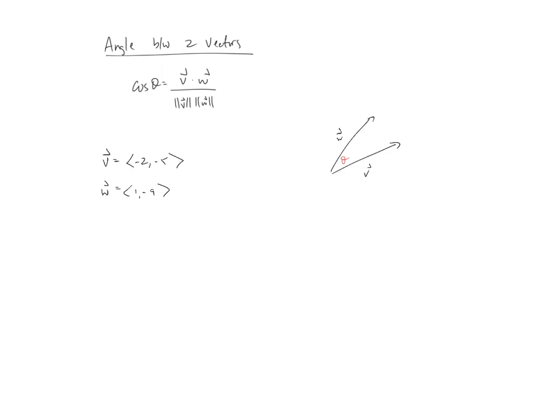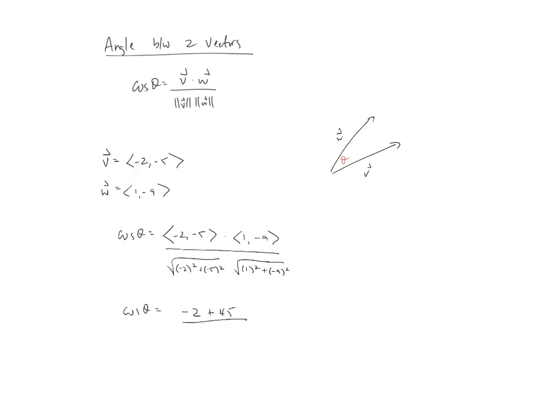So let me get this set up as cosine theta equals <-2, -5> dotted with <1, -9>, divided by the magnitude of v, which is the square root of -2 squared plus -5 squared, times the magnitude of w, which is the square root of 1 squared plus -9 squared. So, for cosine of theta, if we dot these two things, we're going to get -2 plus 45, and then under the first radical, that's going to be the square root of 29, and under the second, the square root of 82.